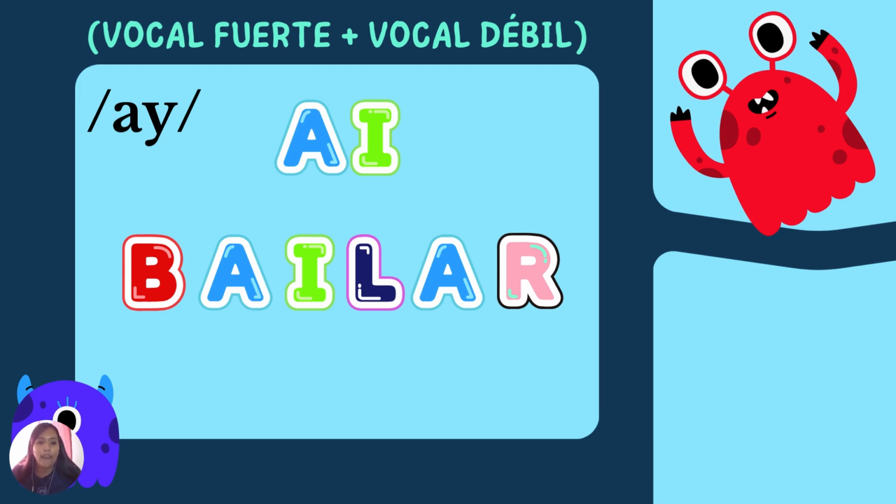Después, then we have A más I. So we say ai. Identify the diphthong. We have it at the beginning of the word, and we can separate between three letters, right? We can blend the word, three letters first, and then three letters rest. So we are gonna say bailar, bailar, bailar.